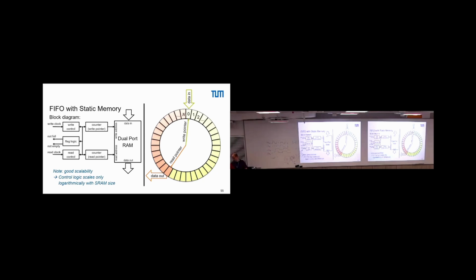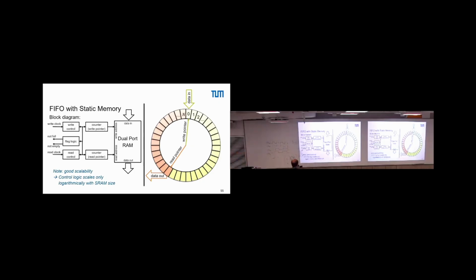Empty is actually exactly the same as non-empty, and full is exactly the same as not full. Yeah, well, what you would implement is only one of them. So you would not implement full and not full because it's the same signal. Yeah? It's just one inverter away. So an additional wire is more expensive than putting an inverter if I need it.